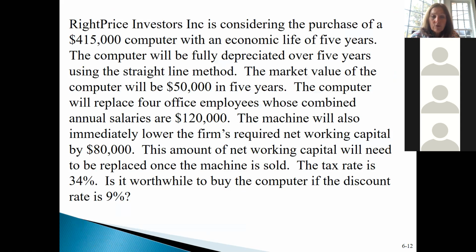This is going to replace 4 employees whose salary is $120,000. So this is like your sales less costs. You're going to save $120,000. It will lower your working capital by $80,000, but you're going to have to replace that at the end. Tax rate's 34%. And should you buy this computer if the discount rate is 9%? Pretty straightforward. A couple things are switched in direction. Take a snapshot of this one so you're ready to work on the problem in your rooms. Any questions before I pop you into rooms? And calculate an NPV on this one as well.